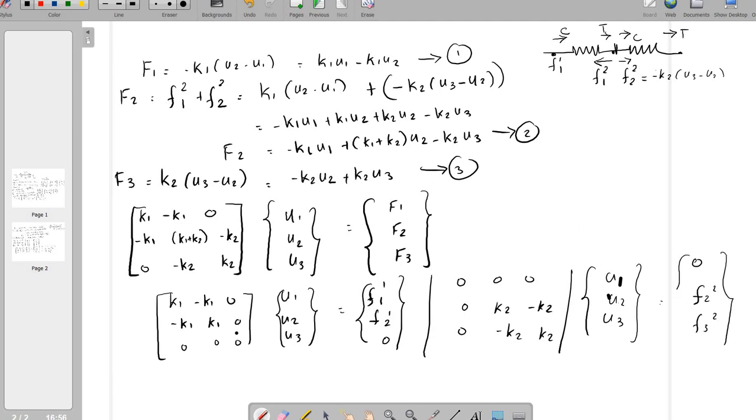So in this way we can assemble the global stiffness matrix for spring elements which are connected in series. It can also be formulated for spring elements connected in parallel. We will see one numerical example to calculate the forces and displacements in a spring system.